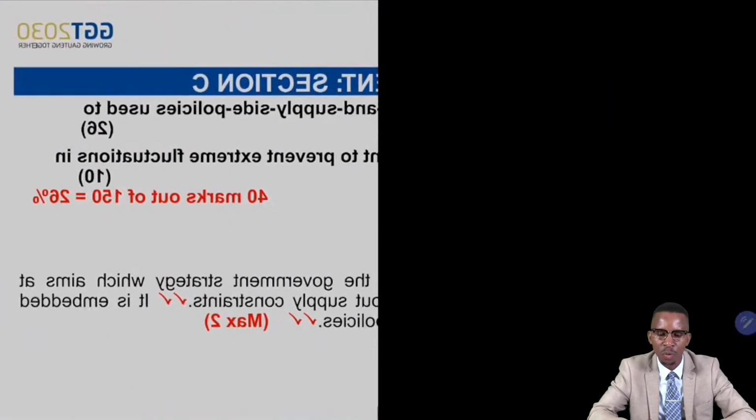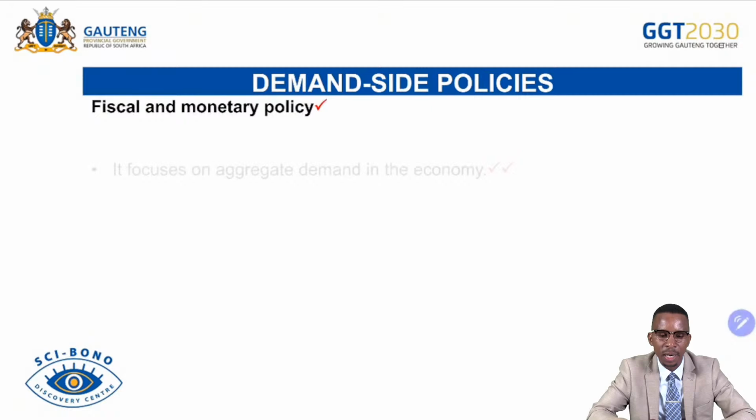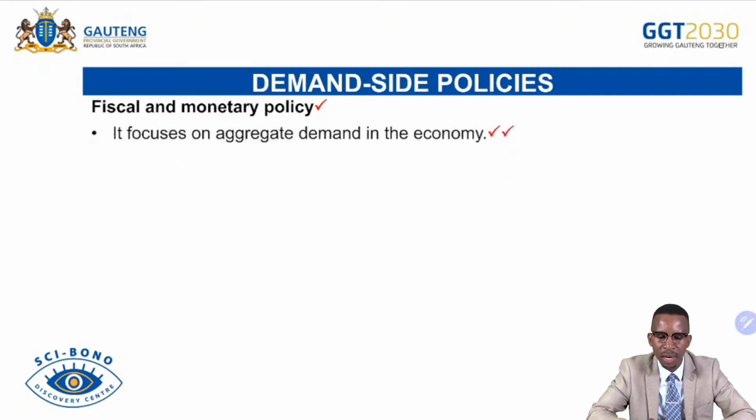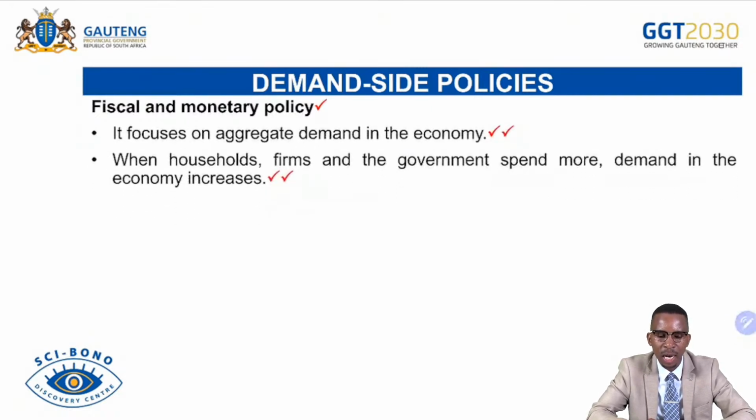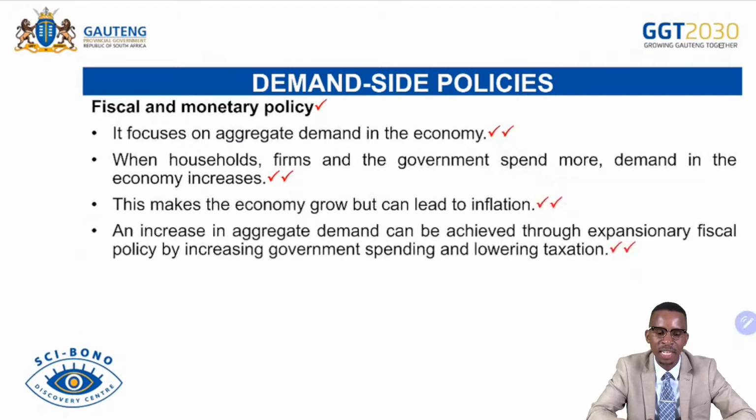Then let's go further. On our demand side, fiscal and monetary policy are demand side policies. It focuses on aggregate demand in the economy, that is 2 marks. When households, firms, and governments spend more, demand in the economy increases. And then this makes the economy grow, but can lead to inflation because only the demand side has been affected.